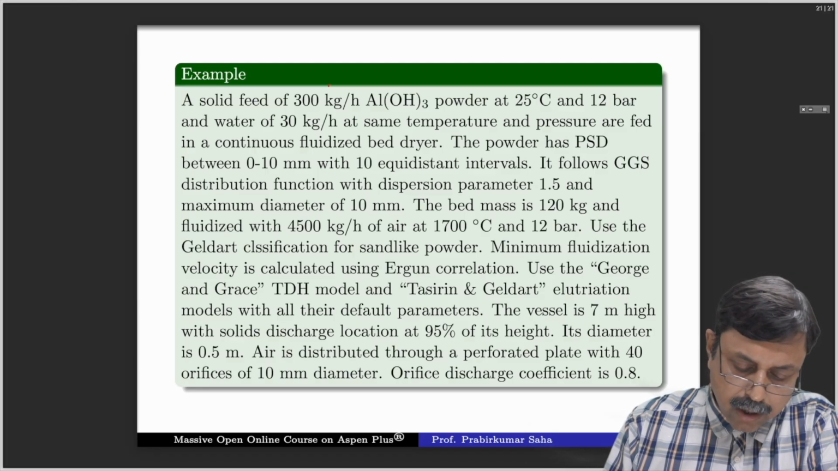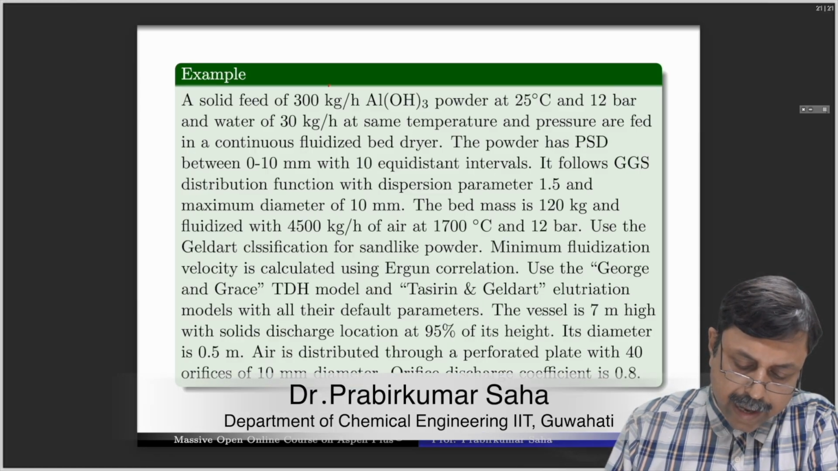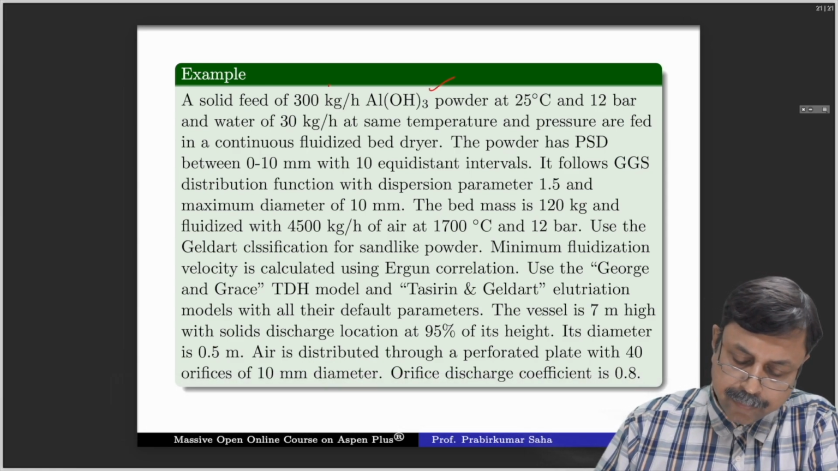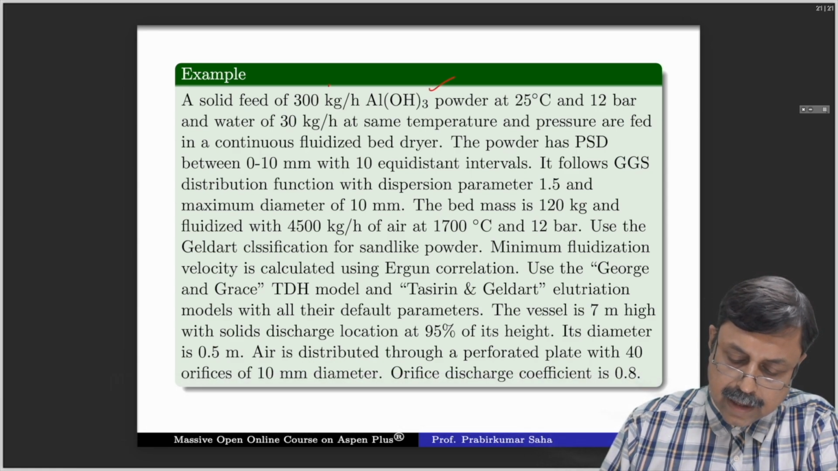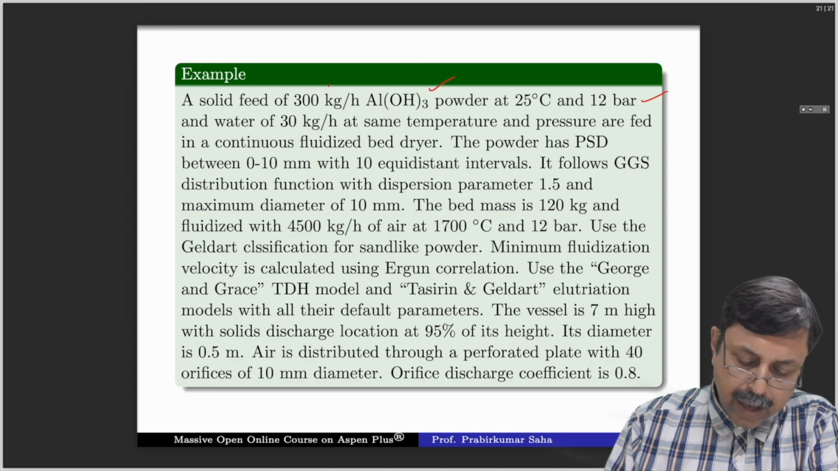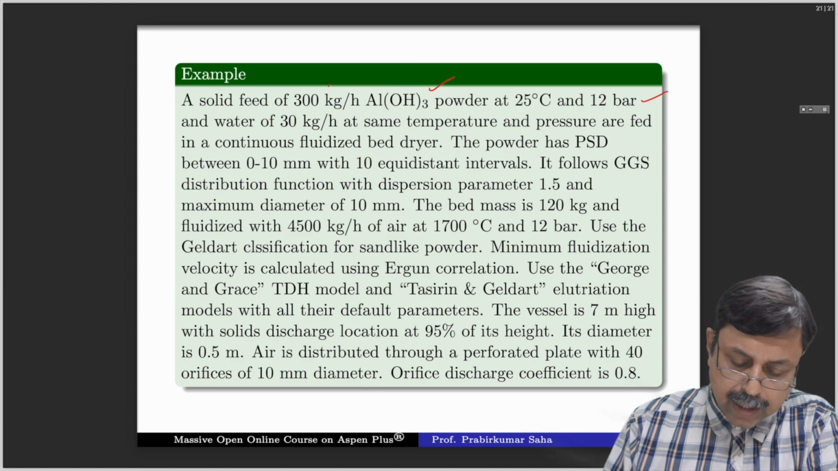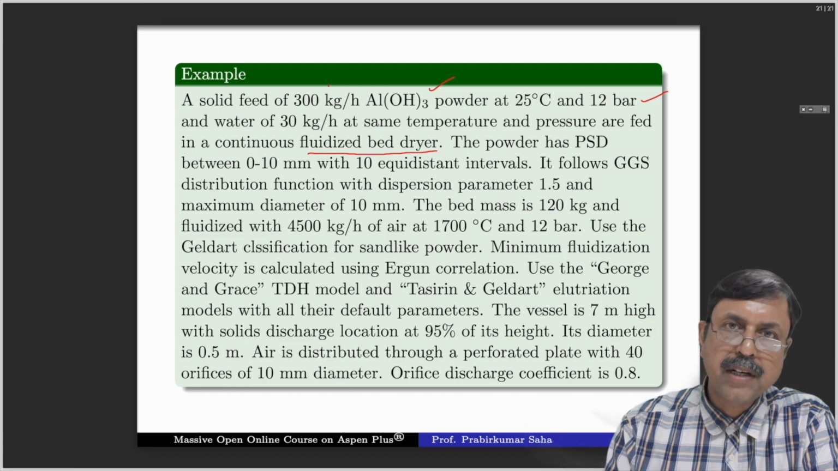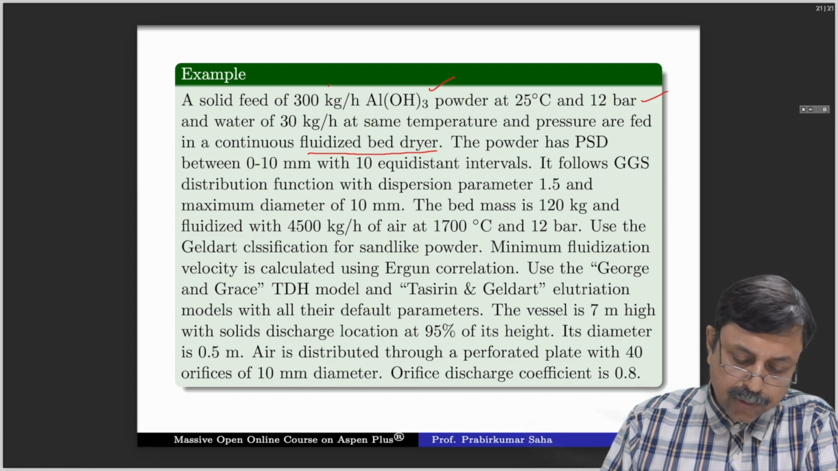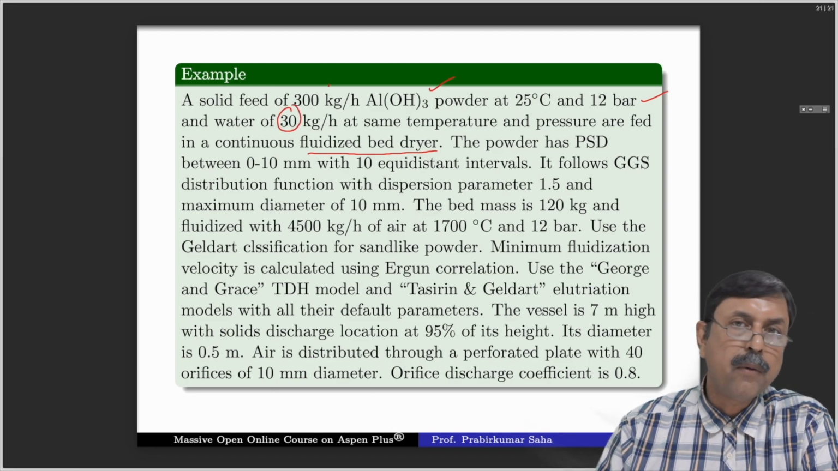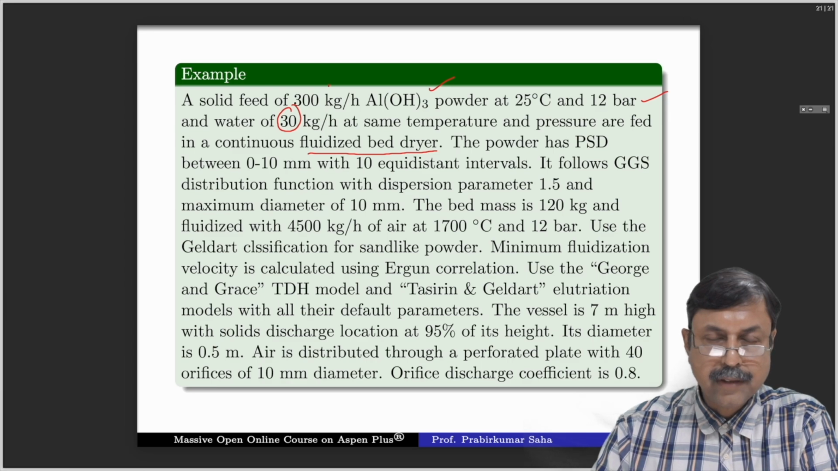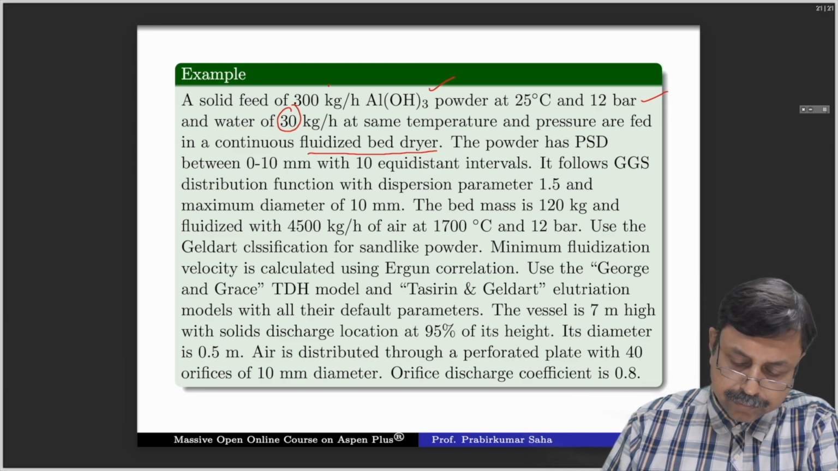A solid feed of 300 kg per hour aluminum hydroxide powder at 25 degrees centigrade and 12 bar pressure, and water of 30 kg per hour at the same temperature and pressure, are fed into a continuous fluidized bed dryer. So we are mentioning it's a fluidized bed dryer. Our aim is to dry this 30 kg per hour of water that is coming into the fluidized bed.